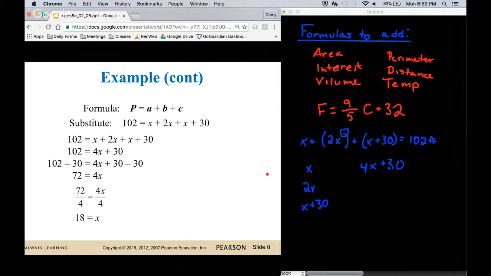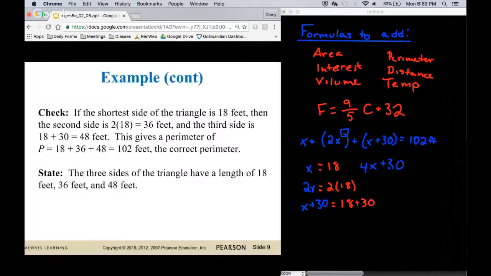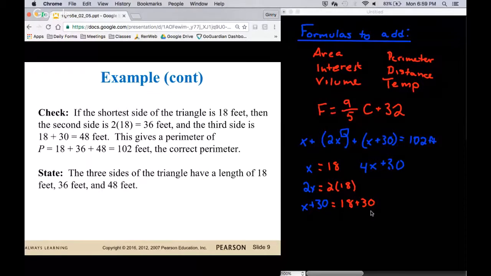Now, what they're really asking for in this question is each side. So you know that this side equals 18 because you know what x equals. This is 2 times 18, and this is going to be 18 plus 30. So you have a 3-part answer, and you're going to need to make sure that you answer all of those various parts. Okay, this is saying the exact same thing. So you have 2 times 18, and then you add the 18 to 30, and that's where they get these 3 different lengths.